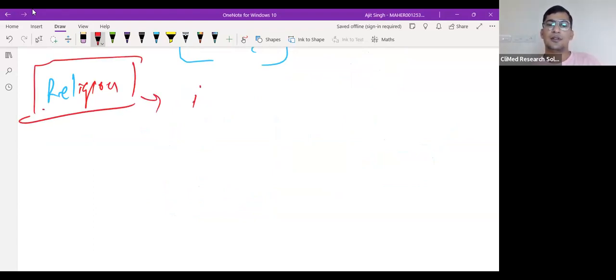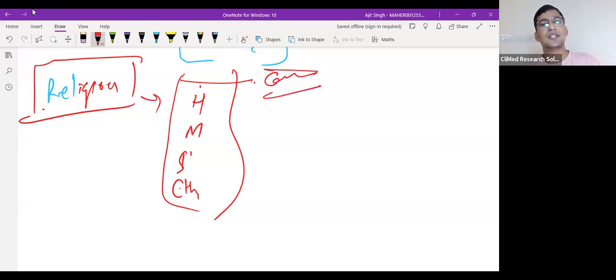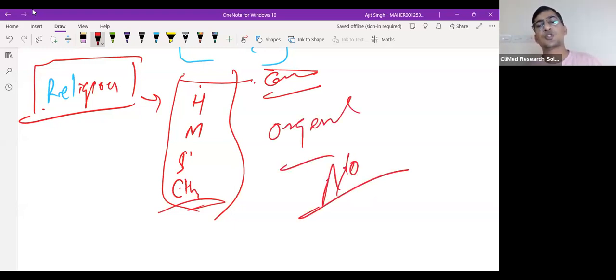Religion: Hindu, Muslim, Sikhs, Christianity. Is there any rank which is divided by our constitution or anything? Is there any rank in the religions? Is there any order in the religions? No, there is not. So religion is also categorical data, but of the nominal type. Okay, nominal type, right?